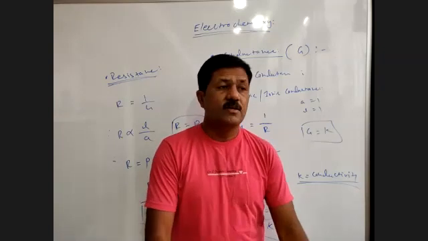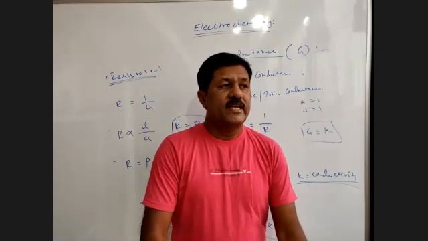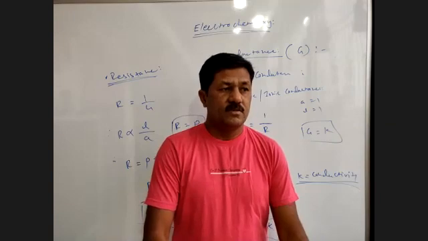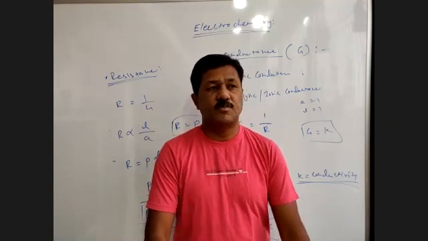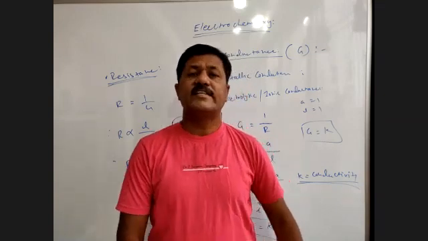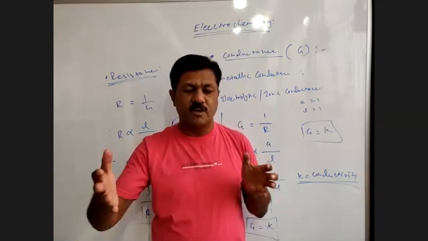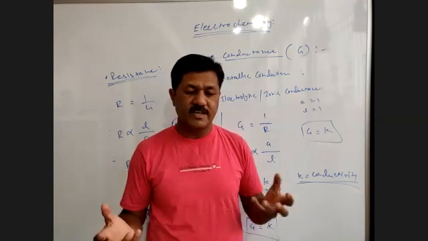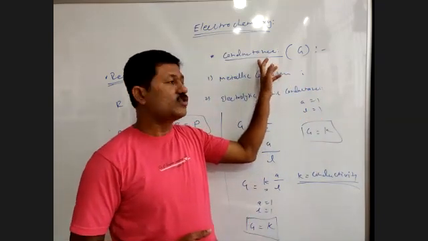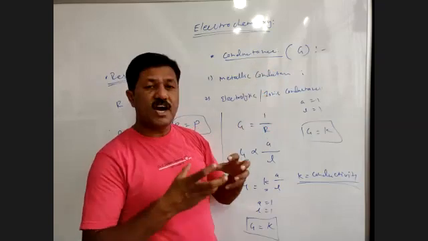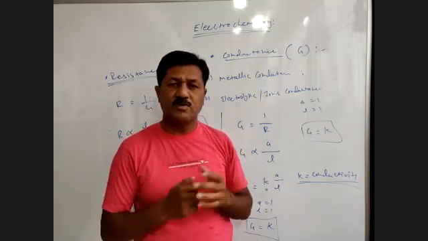Going ahead, in the chapter we have seen some fundamental definitions. Out of that, definition number one is conductance. Conductance is the charge transfer from one point to another point. We have seen that, so this is the definition note, still written on the board. Conductance is the charge transfer from one point to another point.